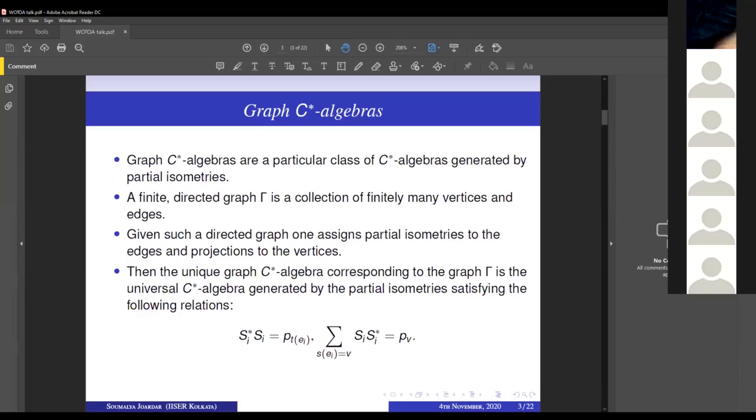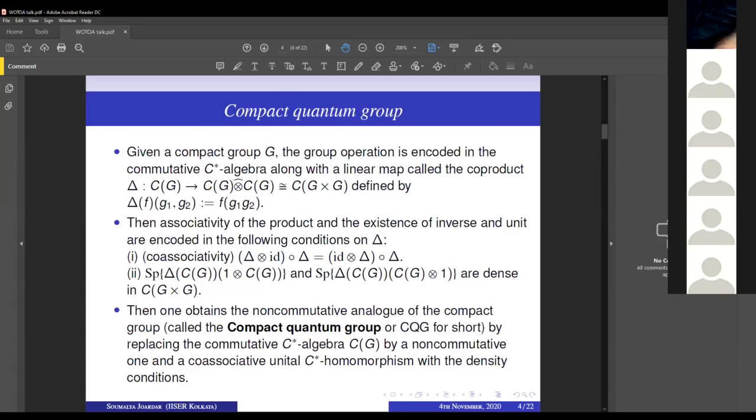As I mentioned in the beginning of the talk, we can think of this as the study of group symmetry over a compact topological space, and its non-commutative analog. So what is the non-commutative analog of, let's say, a compact group? The non-commutative analog would be a compact quantum group. So what is a compact quantum group?